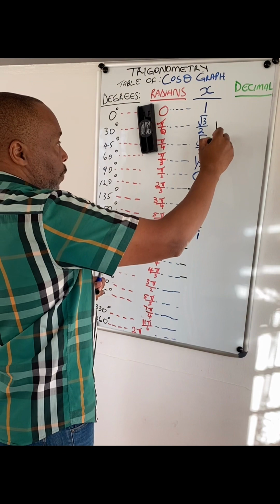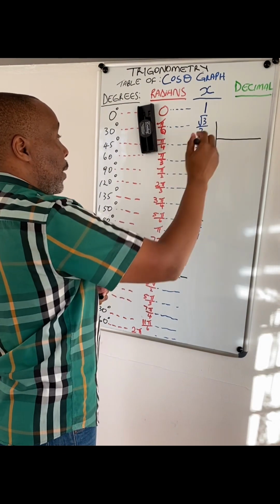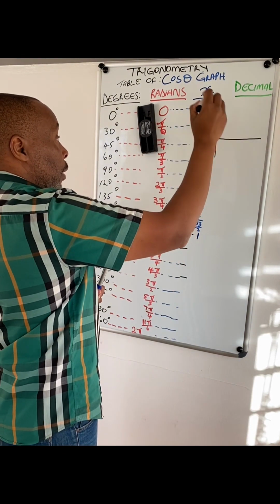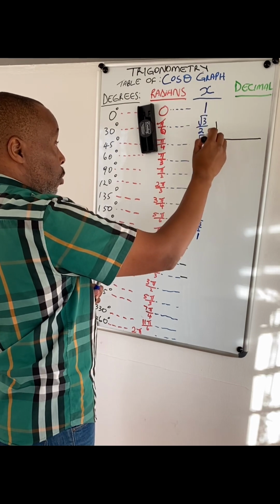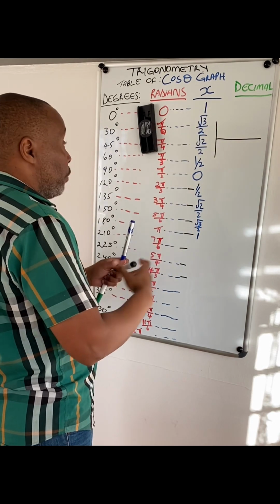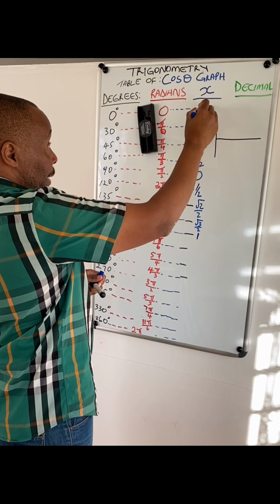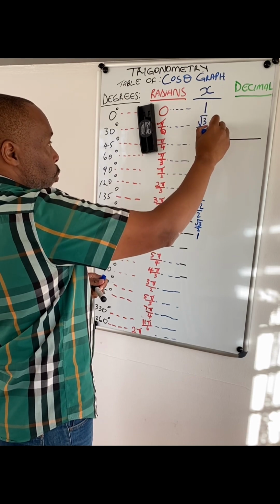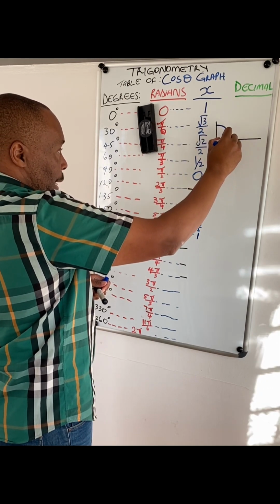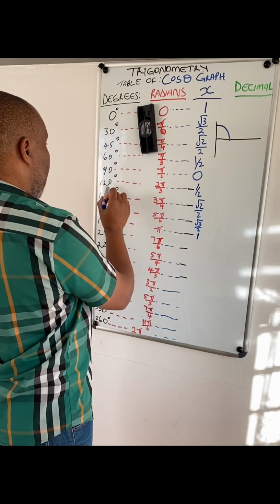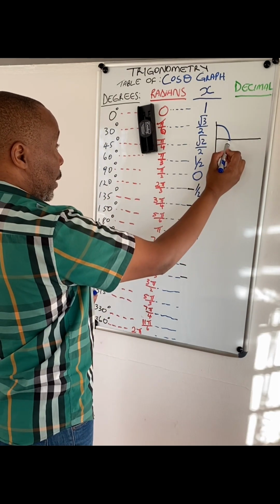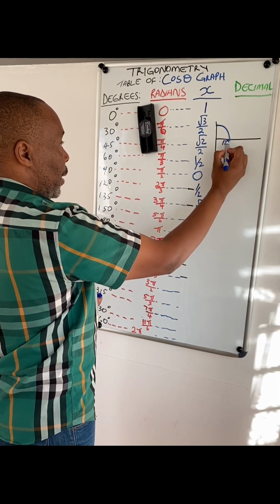This is the graph and this is it. Let's say from here, it starts at 1, it doesn't start at 0. This is the cos graph. So it starts at 1, it tells us here. It starts at 1 and it comes down and it reaches 120. Here is where it reaches 120, it's here. So this is 120 degrees.